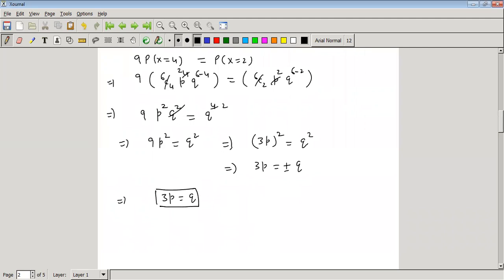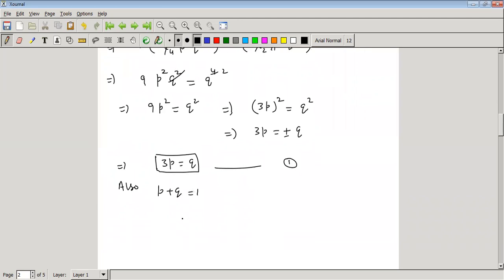This is the given. Now we find P. Let this be 1. Also, P plus Q equal to 1. So we can put Q equal to 3P. So P plus 3P equal to 1, so 4P equal to 1. This implies that P equal to 1 by 4.